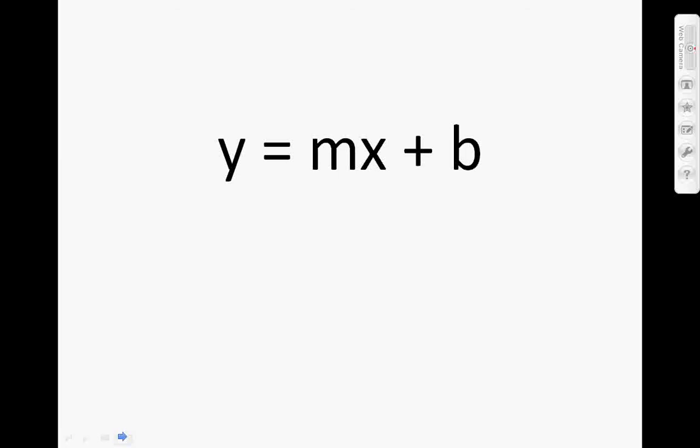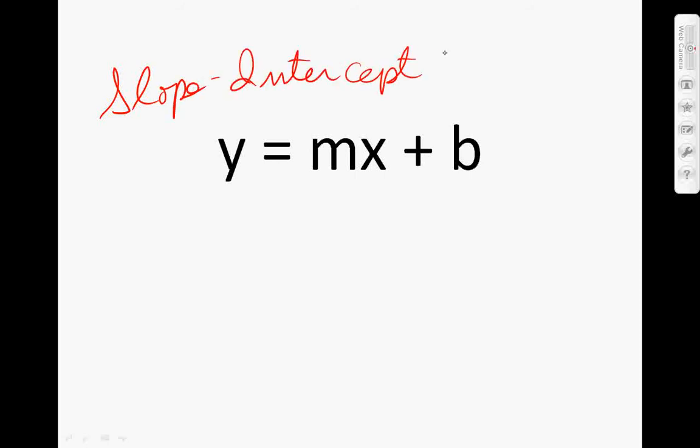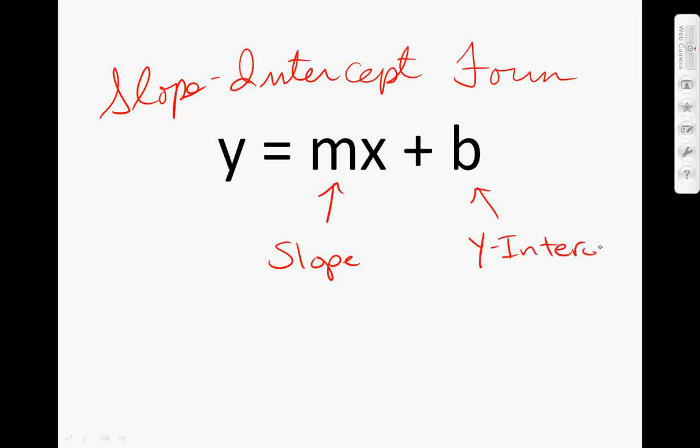Okay, so if you remember, this is slope-intercept form. It is very appropriately named slope-intercept form because we can very easily tell what the slope is and what the y-intercept is. So if you know those two pieces of information about an equation, the slope and the y-intercept, then you can very easily and very quickly write that equation.